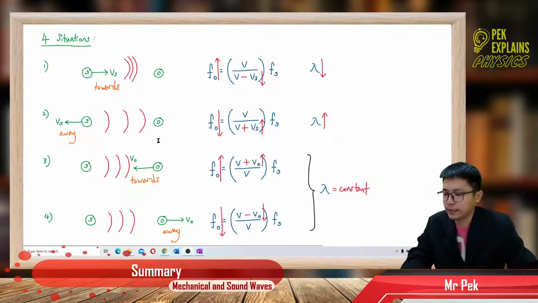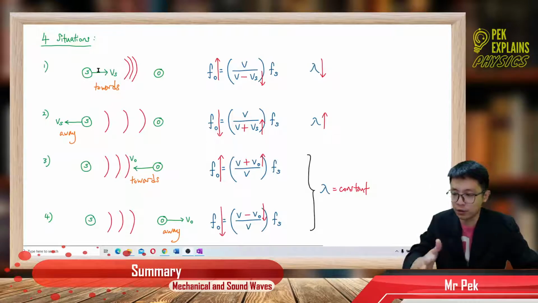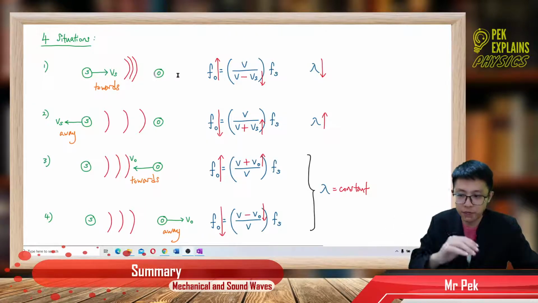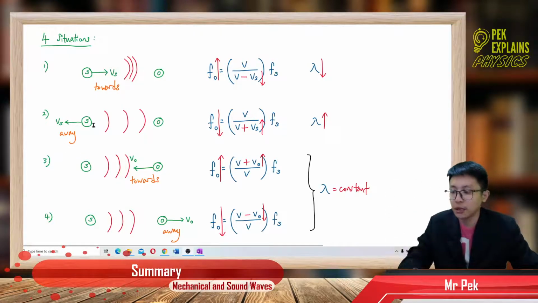Now, about the formula, I'll leave it for later on. I just want to tell you about the higher frequency and lower frequency as a result of the motion. We talked about the source already. When the source is moving towards the observer, you hear a higher frequency. When the source is moving away from the observer, you hear a lower frequency.